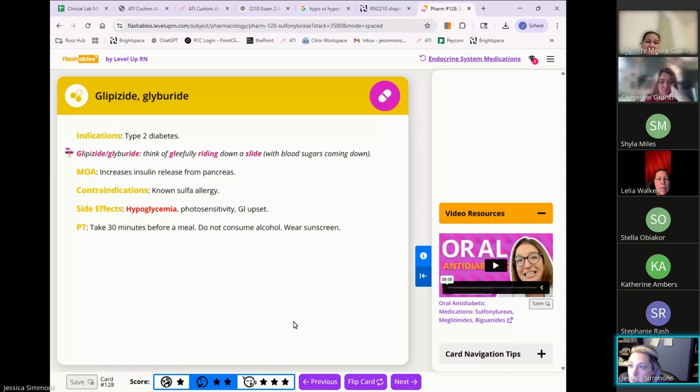Glipizide. Think of gleefully riding down a slide with blood sugars coming down. So it increases the release of insulin from the pancreas. You don't want to give this to a patient that has a sulfa allergy. And of course, it can cause hypoglycemia. Photosensitivity, that's where the sunscreen comes in. So you're more susceptible to sunburn and effects of the sun. And take 30 minutes before a meal.